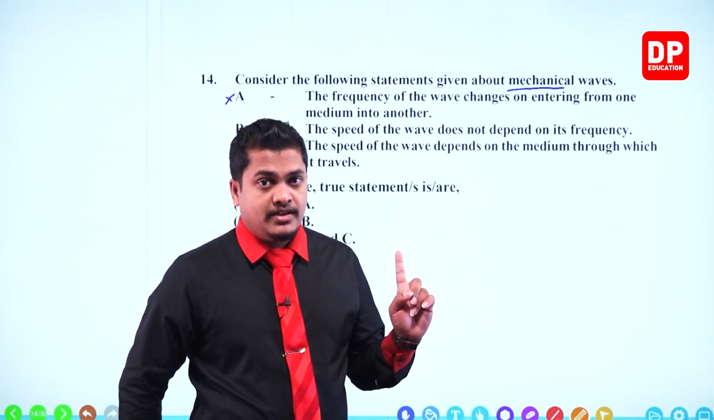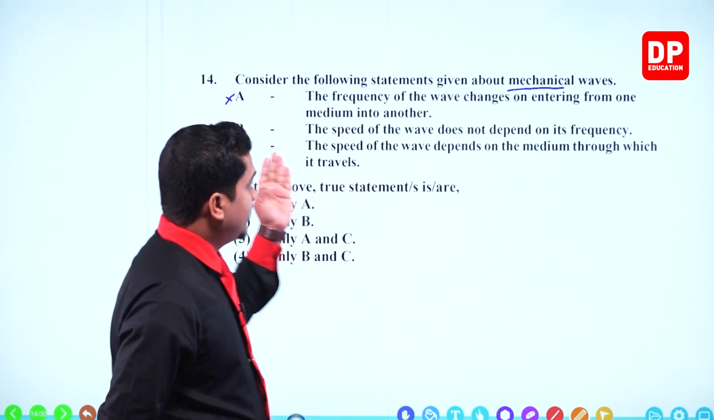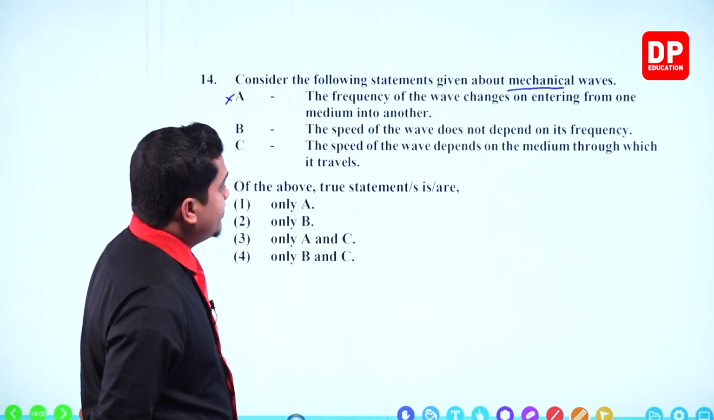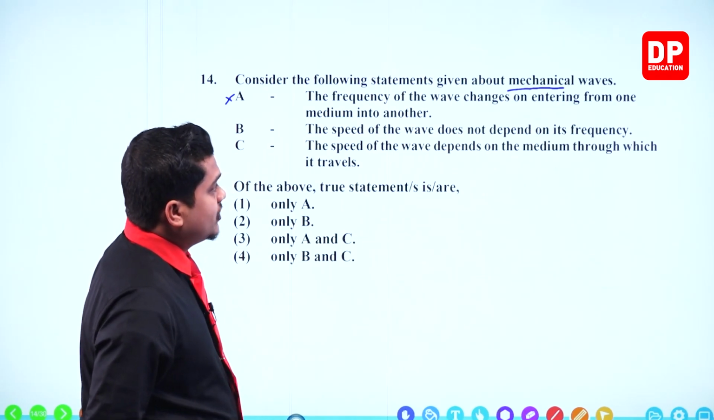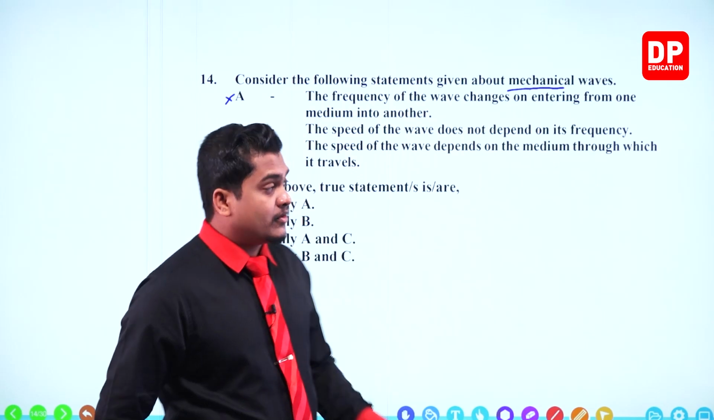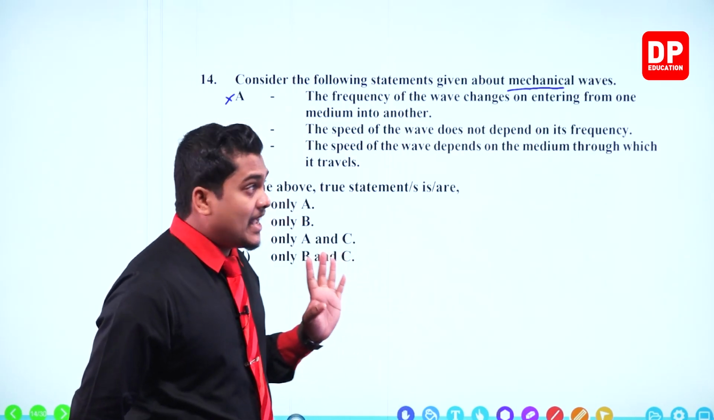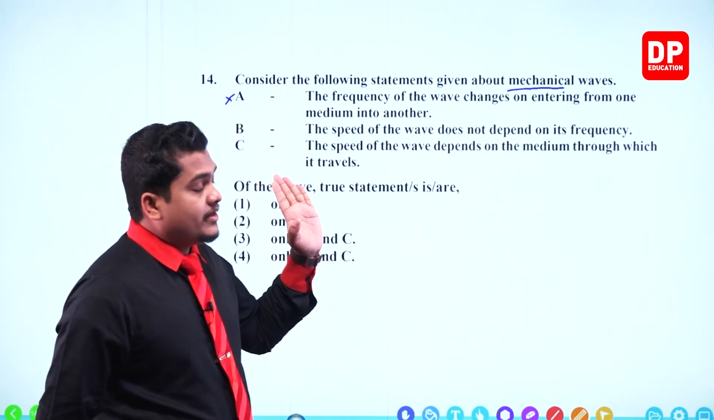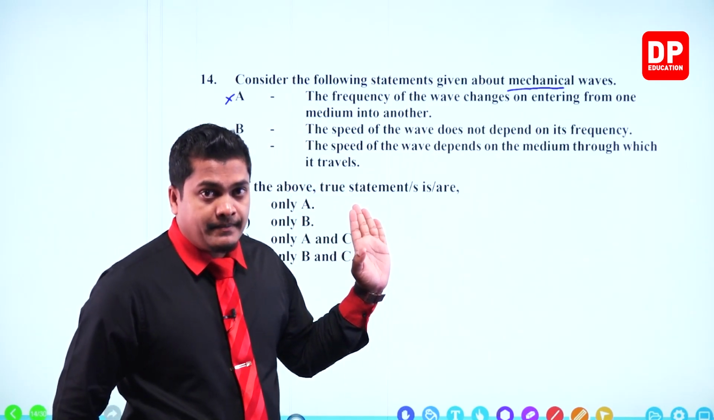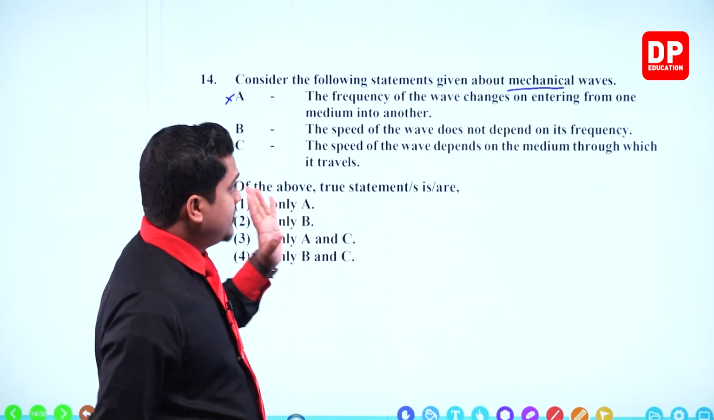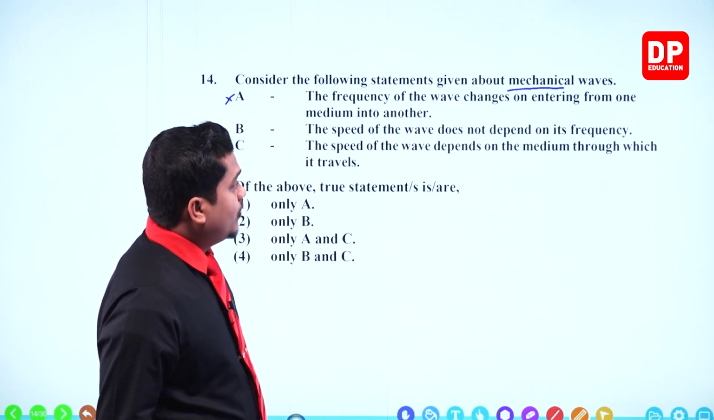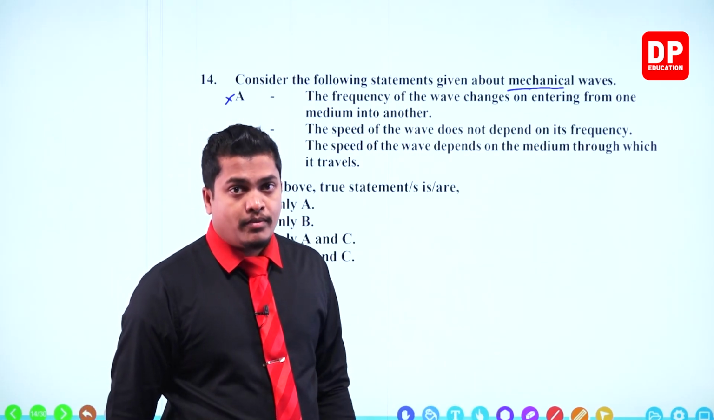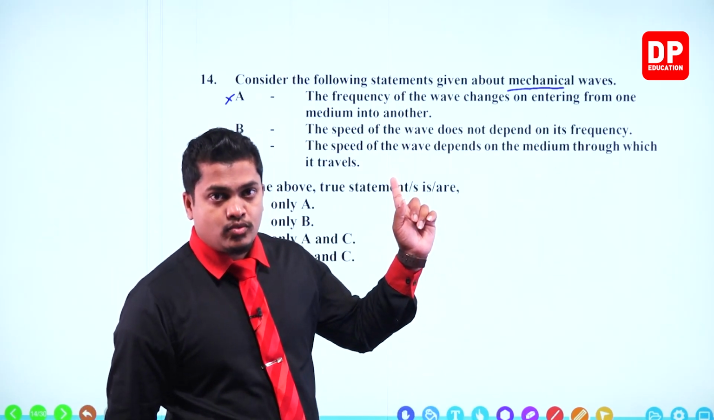Can you remember in the earlier part I told you that "frequency of the wave changes on entering from one medium to another"? My dear children, I told you that it's incorrect because frequency is not getting changed. That means the speed is not dependent on the frequency, right? That statement is totally correct, no problem at all, because of the previous one.